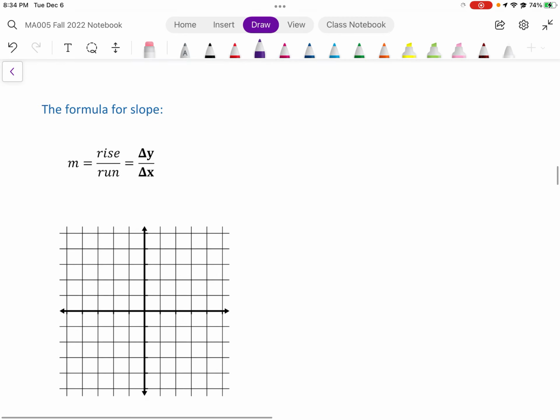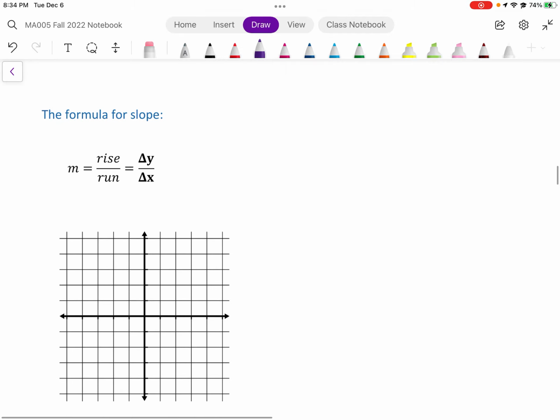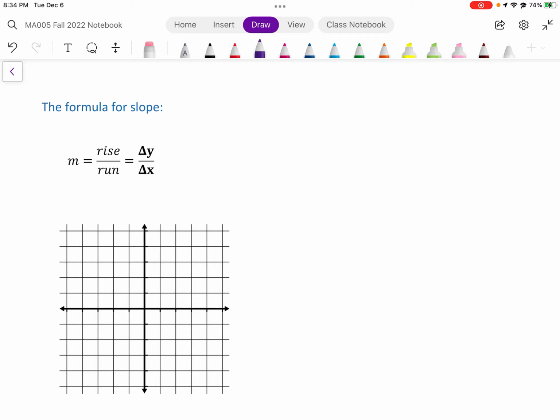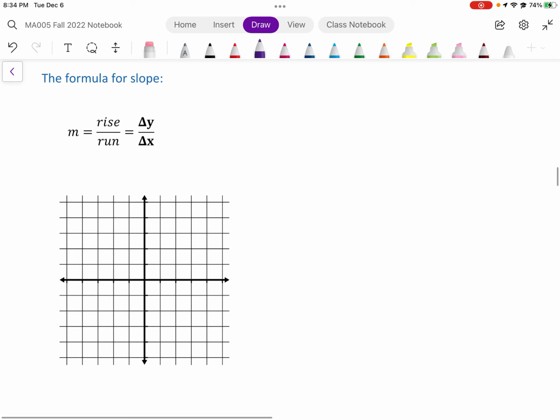All right, formula for slope. Rise over run, delta y over delta x. So that's the main idea there, that is the formula for slope. And we're going to have the rise over run, again, from here to say here. The change in y is going to go down, and the change in x is going to go to the right. Okay?